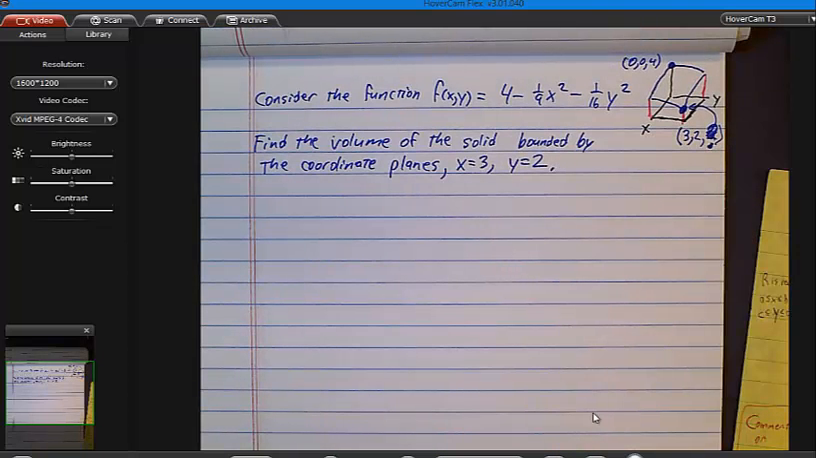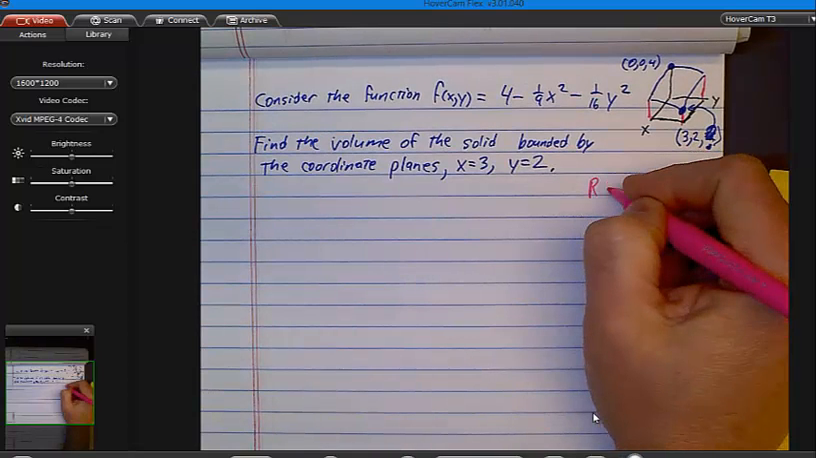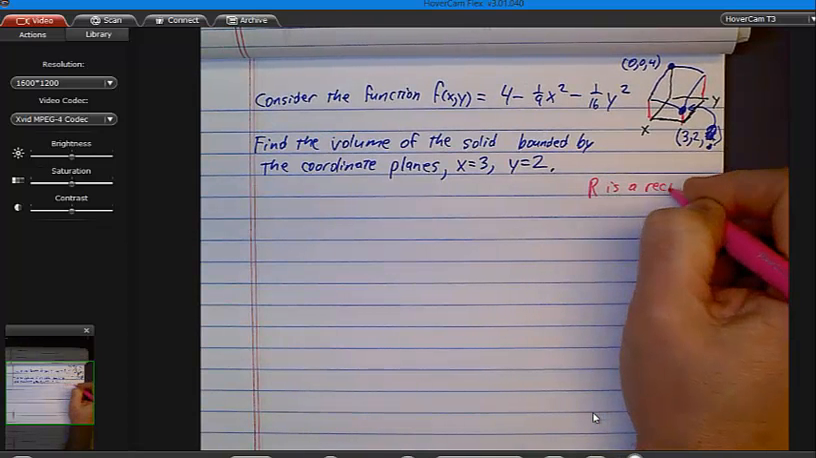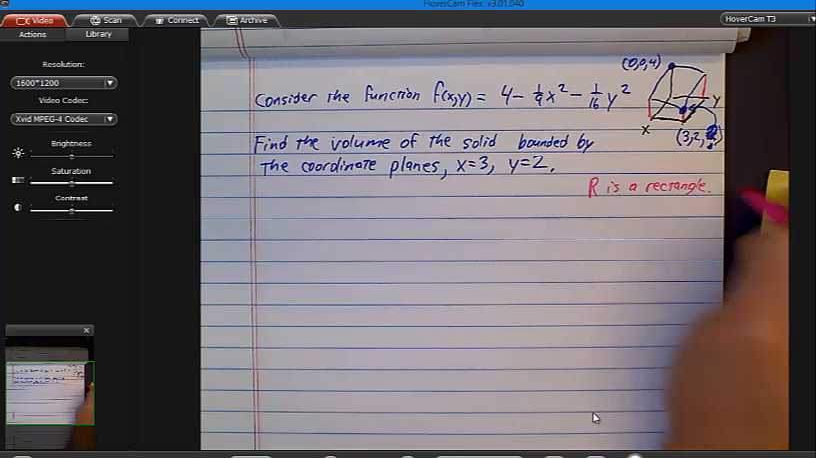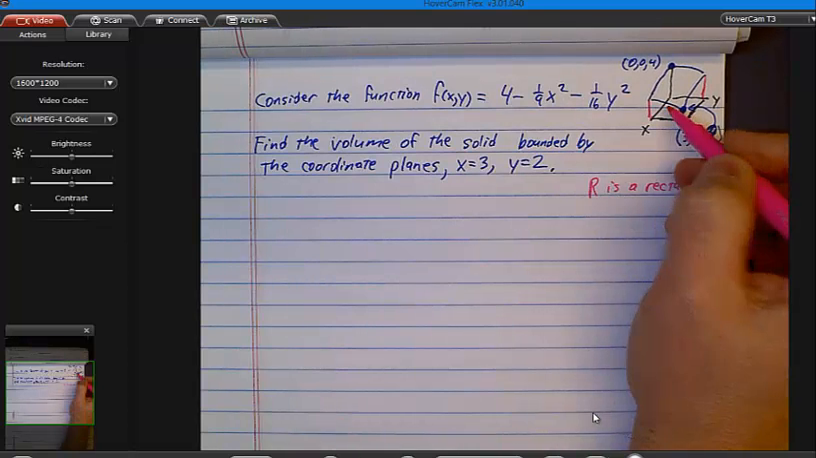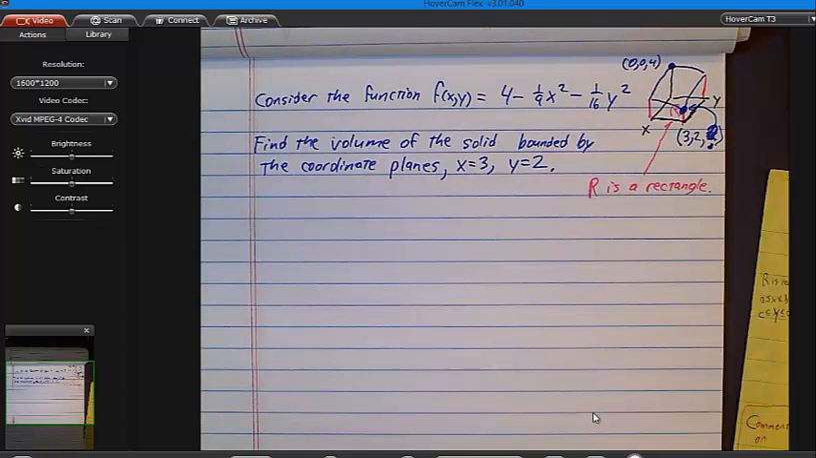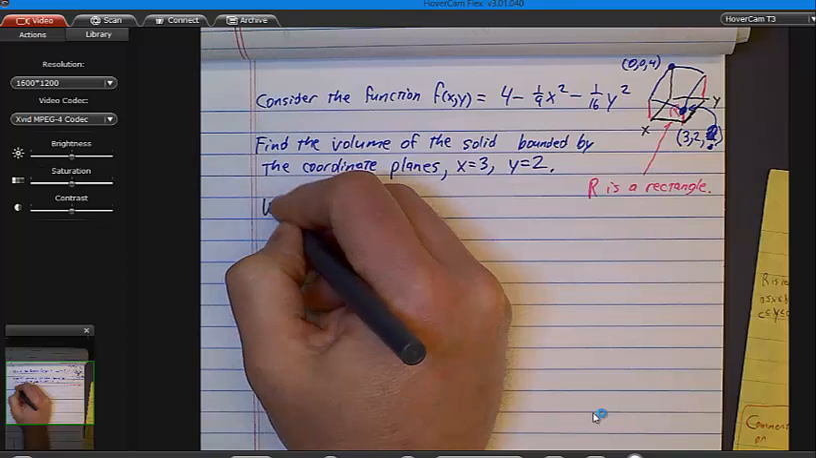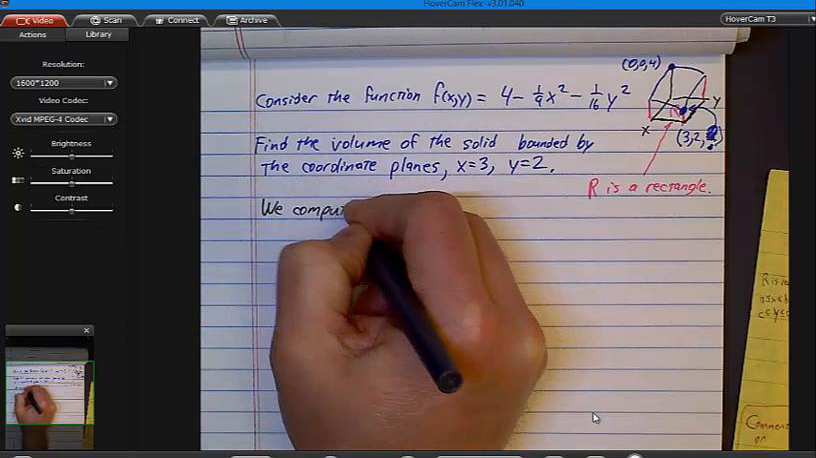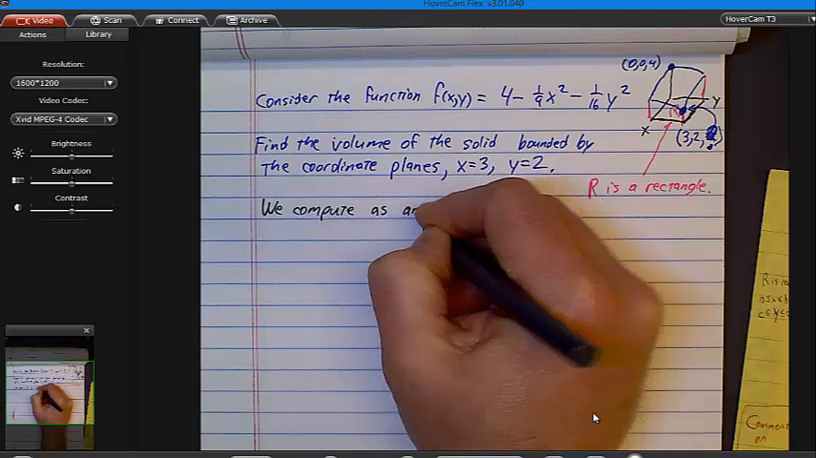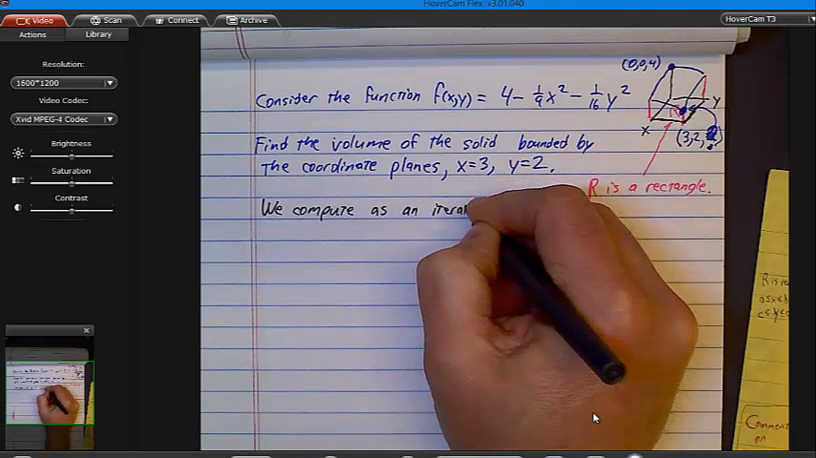Again, R here is a rectangle in our example, so it's going to work out really nicely. R is the rectangle here on the base. So what we're going to do is compute it as an iterated integral.